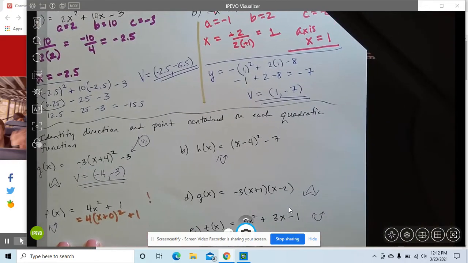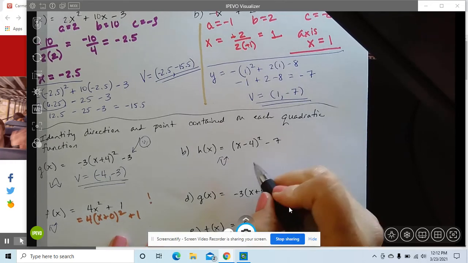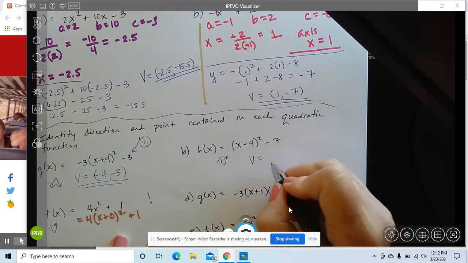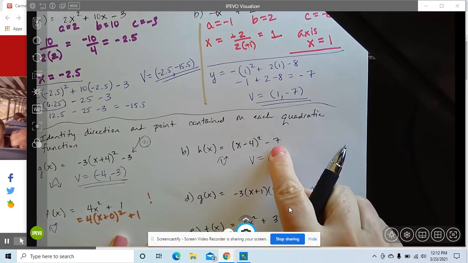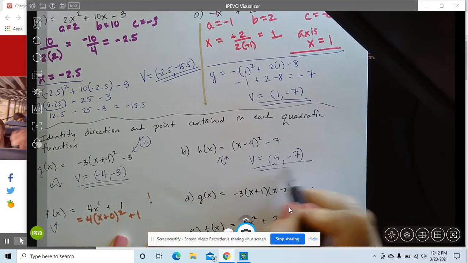B, vertex form again. Try that one on your own. Give yourself a chance, just like out loud. What do you think the vertex is? Opposite sign of the number with x in the parentheses, so positive 4. And then exactly how it is out here, negative 7. So the vertex is at 4, negative 7.